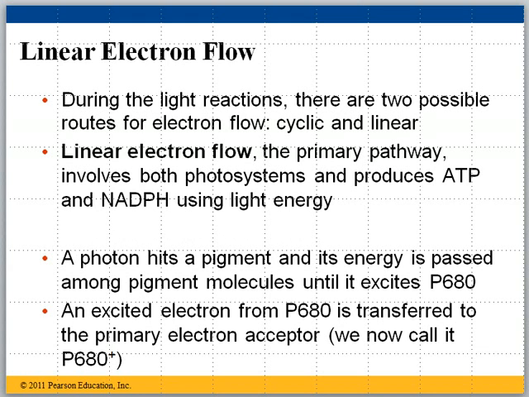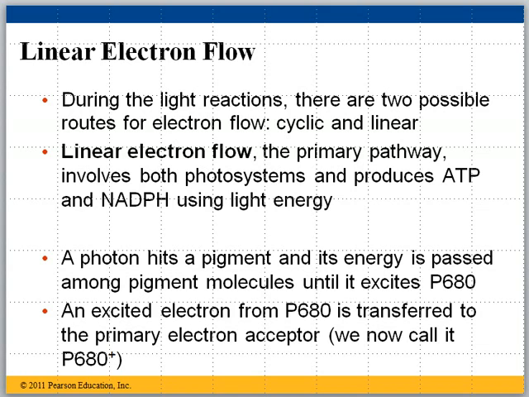So let's follow along with one electron, or one particular set of electrons, as they move through this path. We're going to find out that there are two possible routes they can take. The main route that they usually take is called linear electron flow. That's the primary pathway through both of the photosystems, ending up creating ATP and NADPH using the sunlight energy. There is another way called cyclic. We're going to look at that in just a moment, but let's start with the linear, which is the main one.